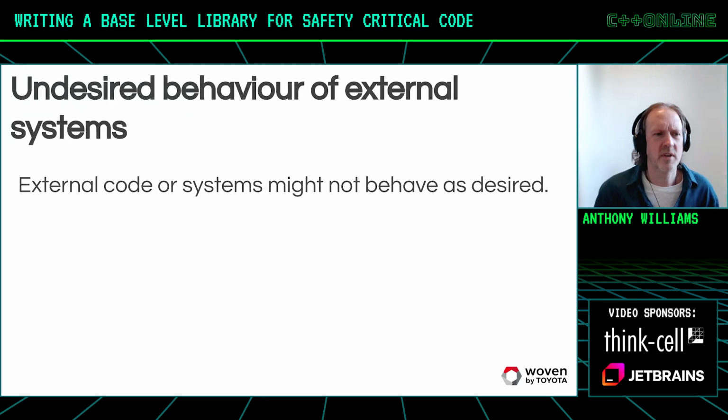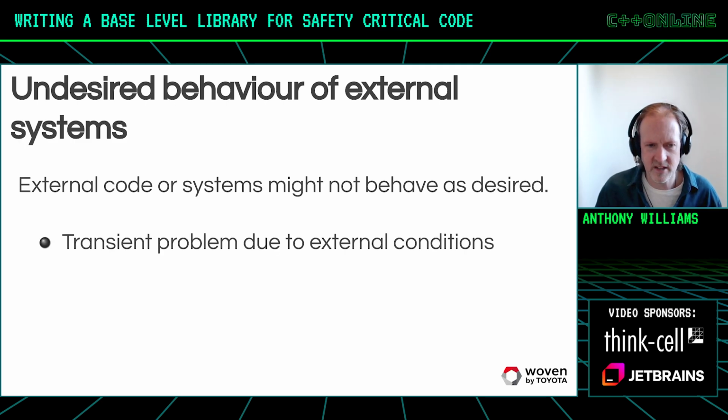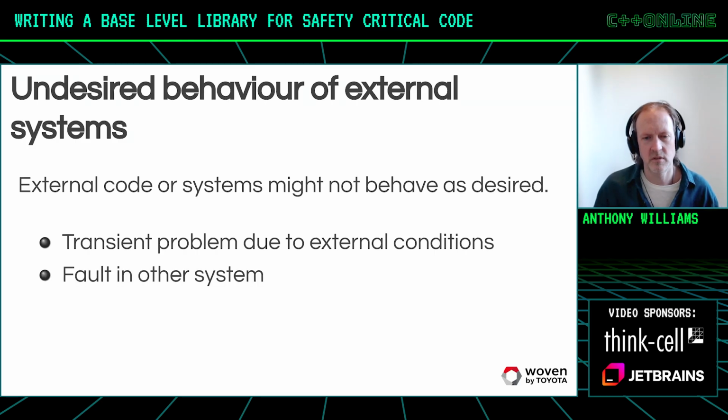And then also, you need to understand what other systems do. If you're relying on a piece of hardware to do something, you need to know what it does, what its error conditions are, how it reports things. Same with external software systems. Is there a potential for transient problems? Is there potential for hardware faults? If you're trying to send a packet over the network and the network cable physically gets damaged, then that packet is not going to get there. Or it might be that the other system has just gone wrong.